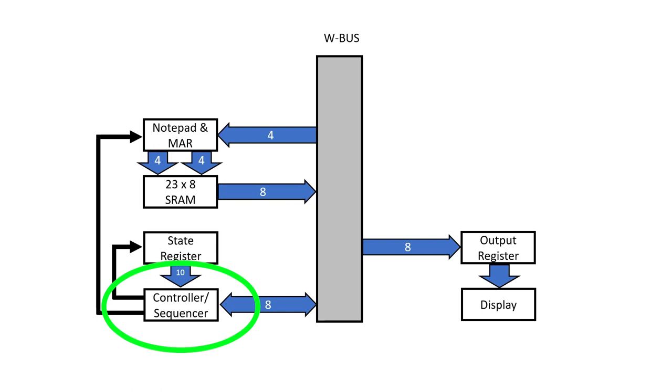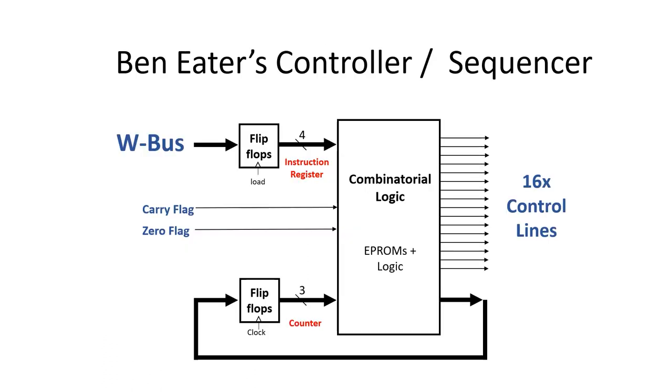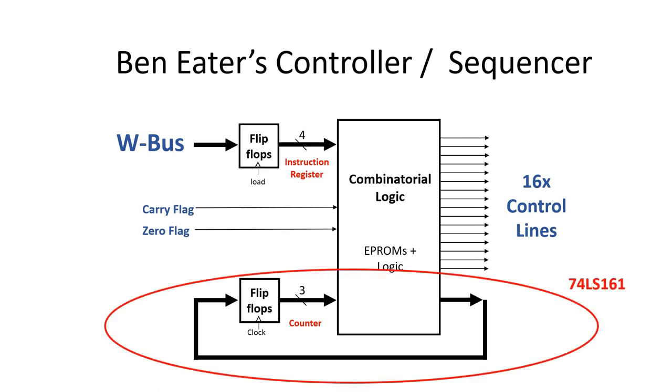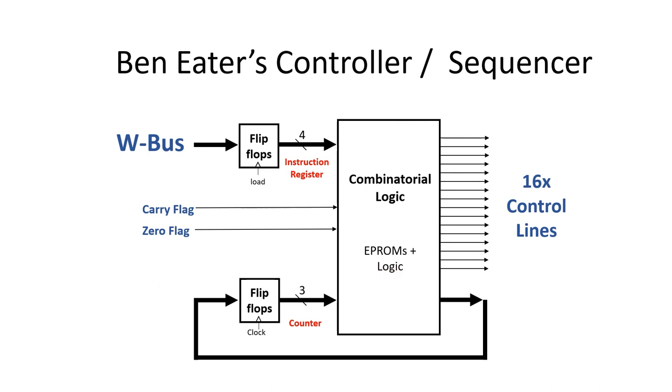I want to go over the controller and the sequencer in a bit more detail. Although it's not completely obvious, Benita's design is also a finite state automata. The state variables and the logic that does the counting is all contained in the 74LS161. Most of the 16 control signals that run around the board, though, are generated from a lookup table based on the counter state and the current instruction being executed. It also uses a couple of flags, the carry flag and the zero flag. With some effort, Benita was able to limit this to 2 8-bit wide EPROMs.